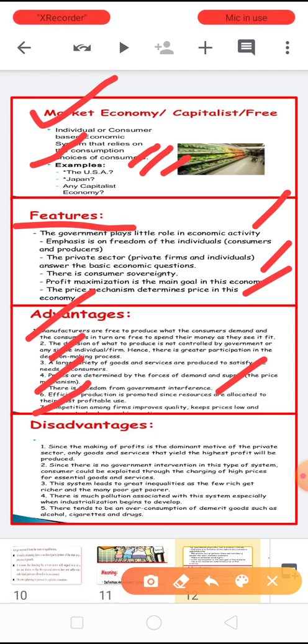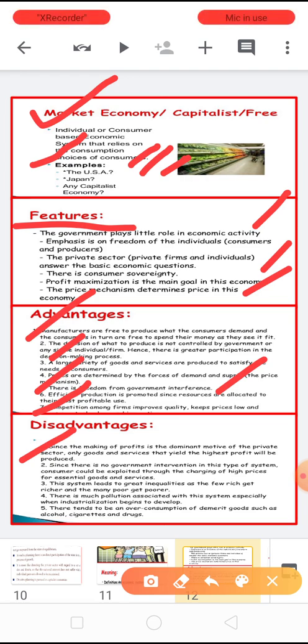If we're talking about the disadvantages, since the making of profit is the dominant motive of the private sector, only goods and services that yield the maximum profit will be produced. Since there is no government intervention in this type of economy, the consumer could be exploited through the charging of high prices for essential goods and services. So these are basically the disadvantages of this capitalist economy.